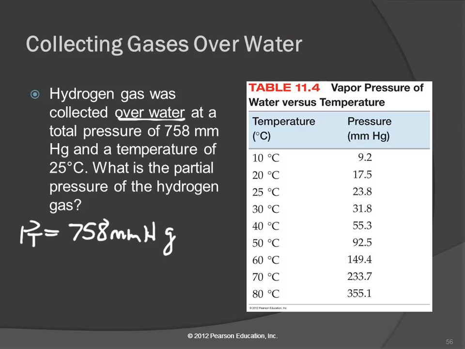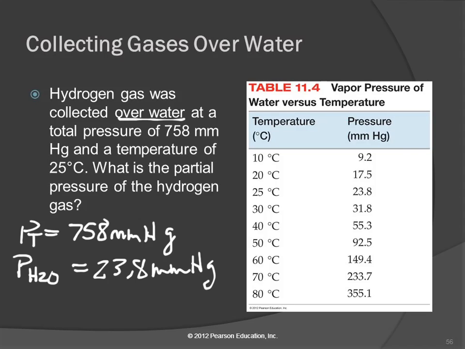Are we going to do a calculation with the temperature? No. We're just going to use it to find the right line on the table to look at. 25 degrees, the partial pressure of the water, and we call it vapor pressure. It's just a special name we have for it. It's just the partial pressure, 23.8. So the partial pressure of the water is 23.8 millimeters of mercury.